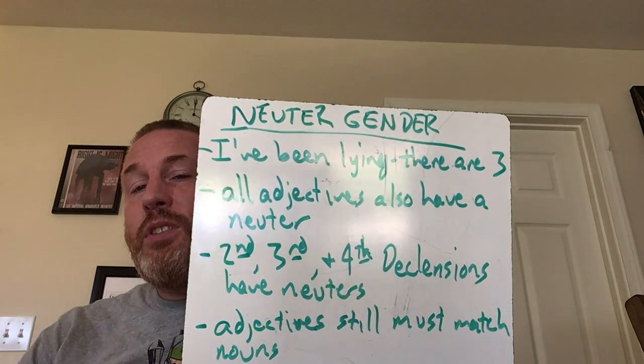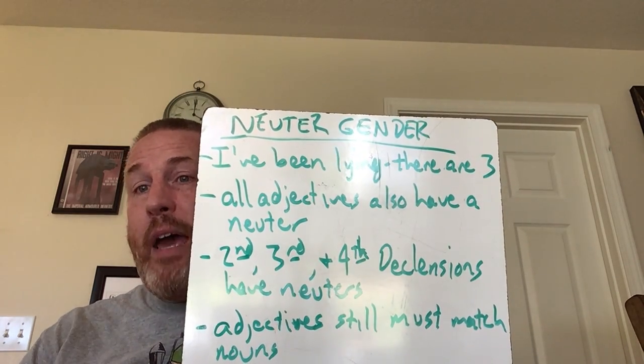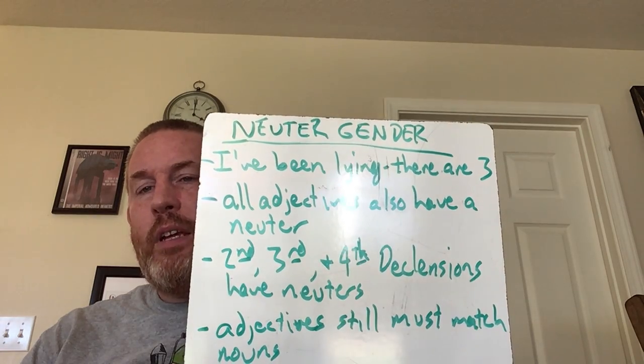And adjectives still must match their nouns. So that's the neuters. Let's talk about neuters in the 2nd declension.